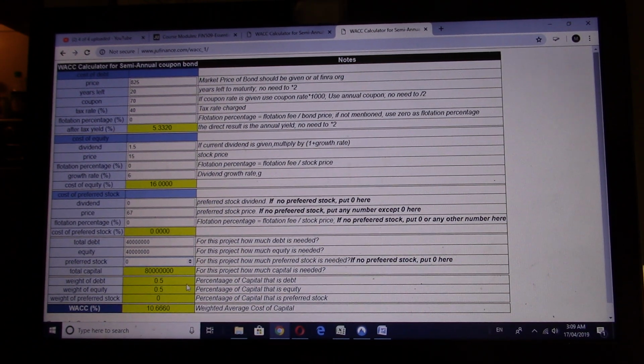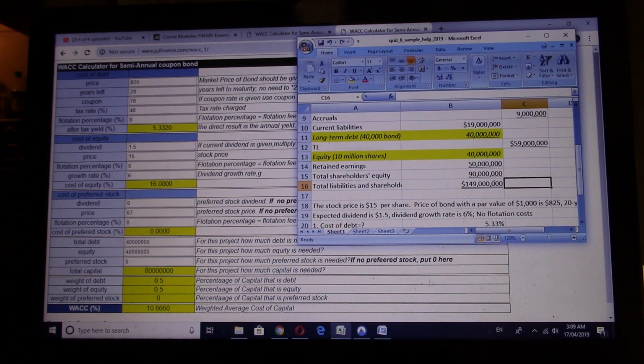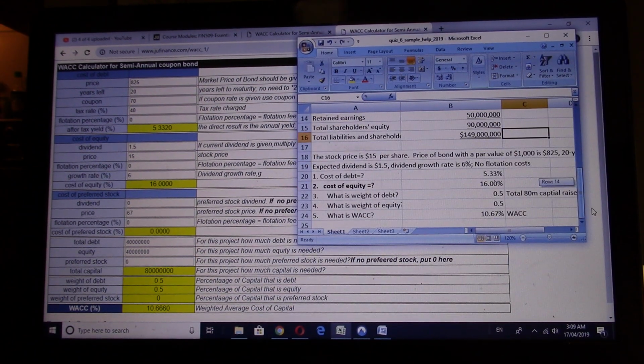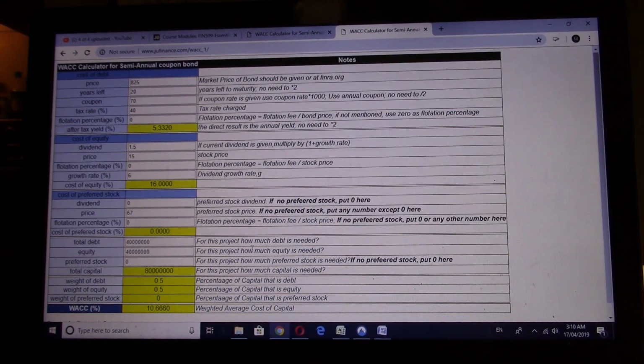This is question number 3. This is question number 4 for weight of equity. And WACC is the final question. So 10.667. And it is right, 10.67. So you can use this calculator to double check your answer. That's all for this quiz. The quiz has only 5 questions. So you can practice, use this one before you take the quiz.